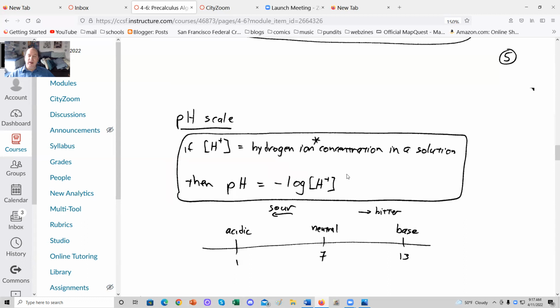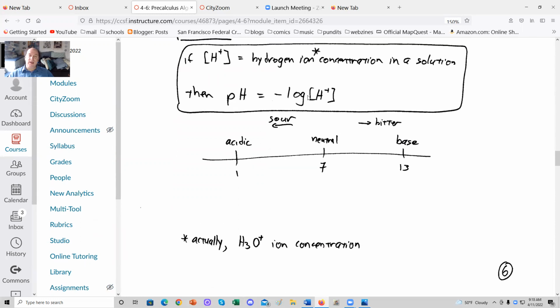pH scale. Here we have a hydrogen ion concentration. pH is minus the common log of the hydrogen ion concentration. The minus was to make things positive numbers, so that 1 means 10 to the negative 1 concentration, and that's highly acidic, whereas 13 is 10 to the negative 13th concentration of hydrogen ion, and that's bitter or basic. Although this is somewhat inaccurate, it's not H plus concentration. H plus is a proton, a subatomic particle. What happens in water is that it latches onto the nearest water molecule and gets an H3O plus ion.